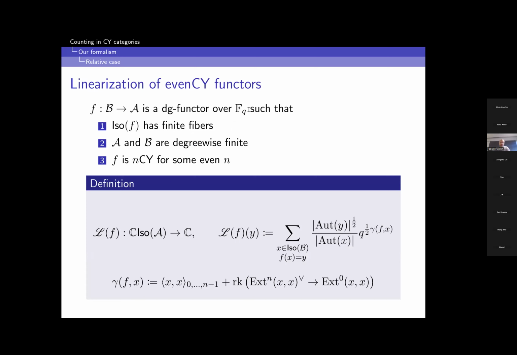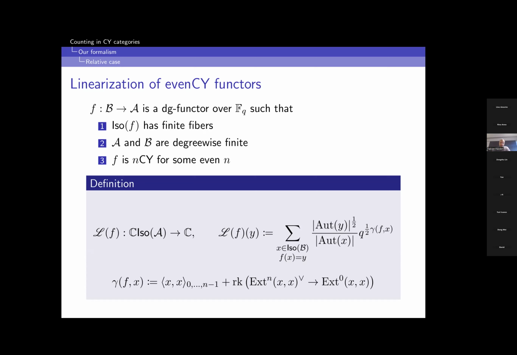So we now have a DG functor over F_q. What has changed is instead of that, we are only degree-wise finite now. So our Ext groups could now be non-zero in infinitely many degrees. In particular, A and B could be periodically graded categories. Still, I want finite fibers for the induced map on isomorphism classes, and I want this functor to be Calabi-Yau for some even n.